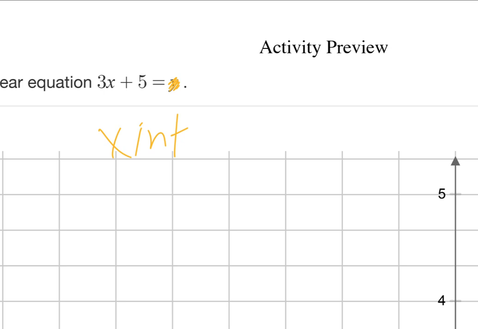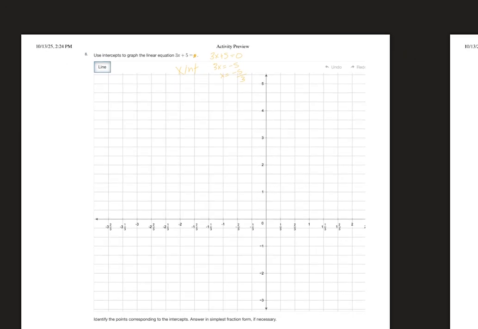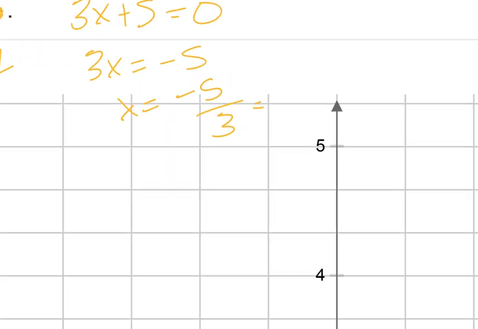The x-intercept is when y is 0. So we just have this, right? Subtract the 5, divide by 3, negative 5/3. Cool. Oh, how funny. The graph has it like that. So really, if you want the mixed number, this is negative 1 2/3.